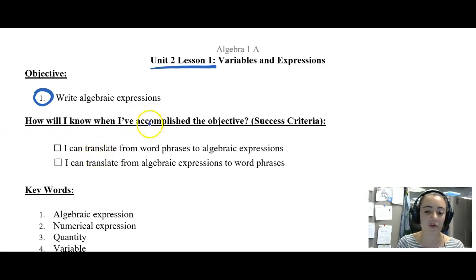So today we're going to be focused on 2 main success criteria. It's like how are you going to know you'd be successful on that objective? One is I can translate from word phrases to algebraic expressions. The other is I can translate from algebraic expressions to word phrases. So one way and then the other.